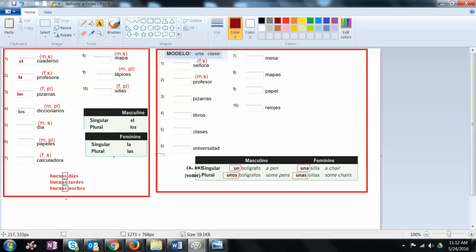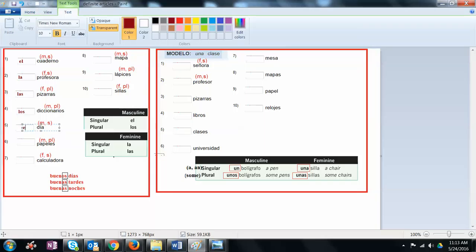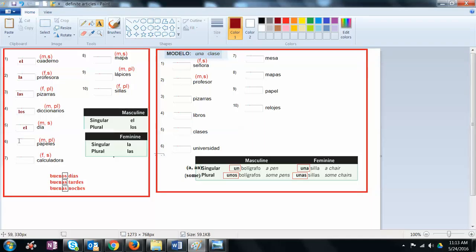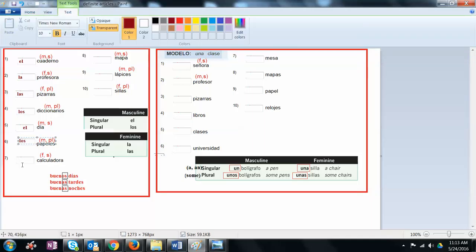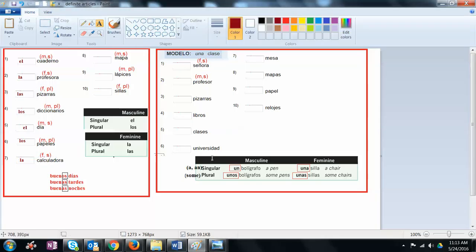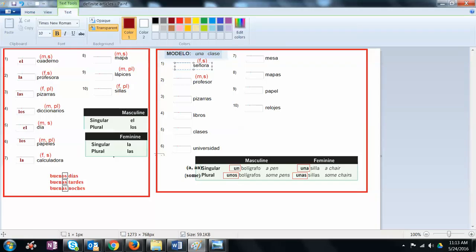Adjectives also agree with the nouns they describe. So if you have a masculine spelling of good to describe good day, good afternoon, good evening, then you know that the word being described, which in this case is day, has to also be masculine. Okay, so if it's just one day, the day would be el día, the papers, los papeles, the calculator, la calculadora. If you go over here, you'd be doing the same thing, but this time instead of saying the woman, you say a woman. So the article you would want to use is the feminine singular one, una señora.